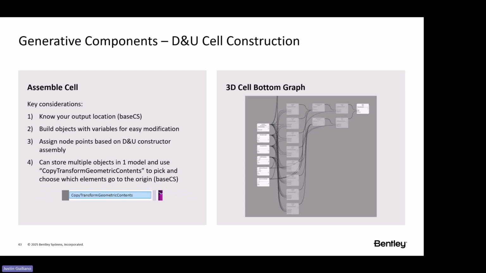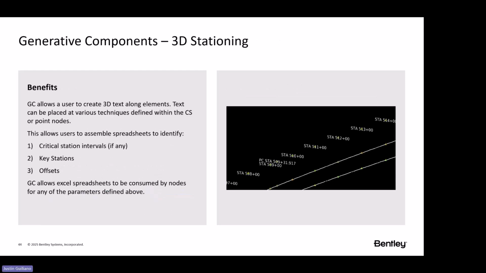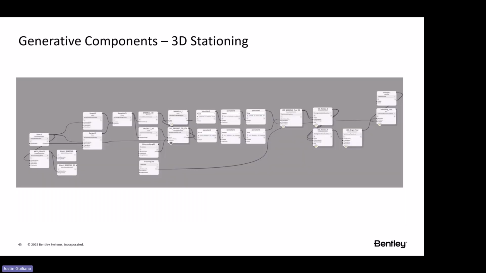Yeah, this is just building the bottom cell. And then we also have 3D stationing. So it doesn't have to be stationing per se. It could be unique callouts or text that you want to see in 3D. It can be helpful if you want to see an odd spacing, or maybe not an interval spacing, but like a random callout of a station. You can hook this up to Excel and have text display at whatever increment you want relative to the coordinate systems that you're placing along that object. So think of stationing or just 3D text at locations relative to geometry. It can be powerful that way. That's just an example of the graph for that.